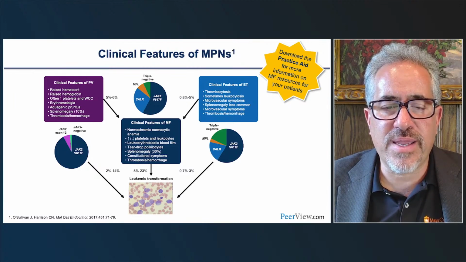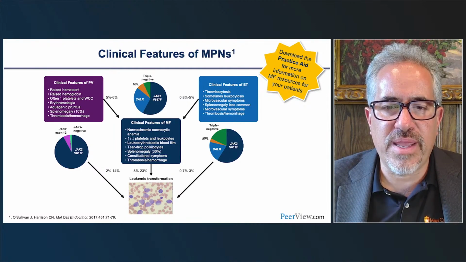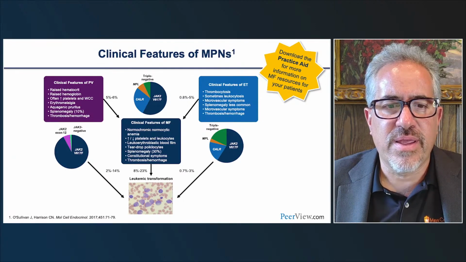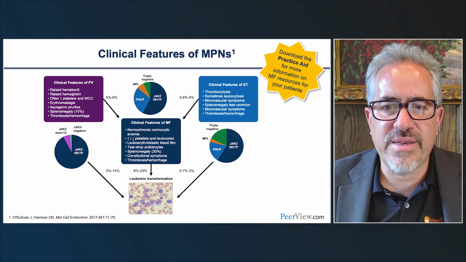Now, as you look at the molecular profile, you see that there's a similarity between ET and myelofibrosis, JAK2 in a little over half, calreticulin in roughly a third, MPL perhaps a bit more frequent in MF, and triple negative being slightly more common in ET. PV, primarily a JAK2 mutated disease with only a sliver that are JAK2 negative.